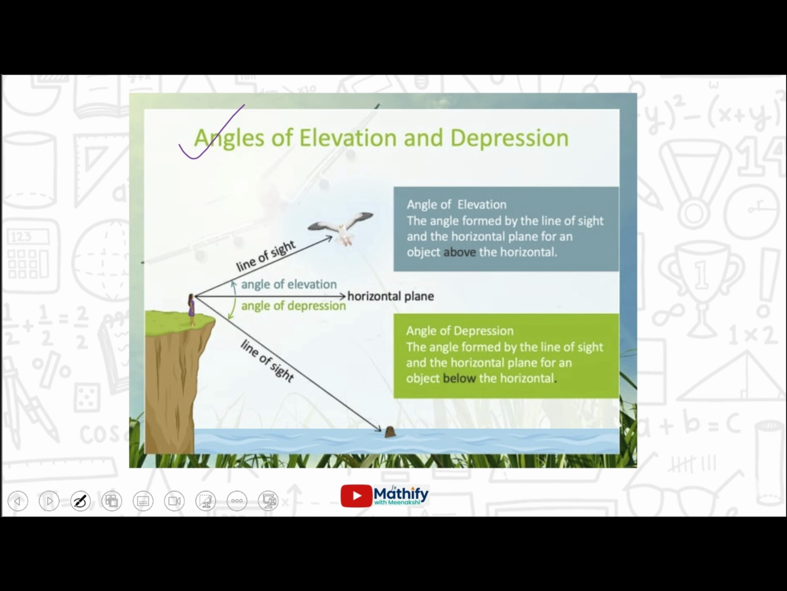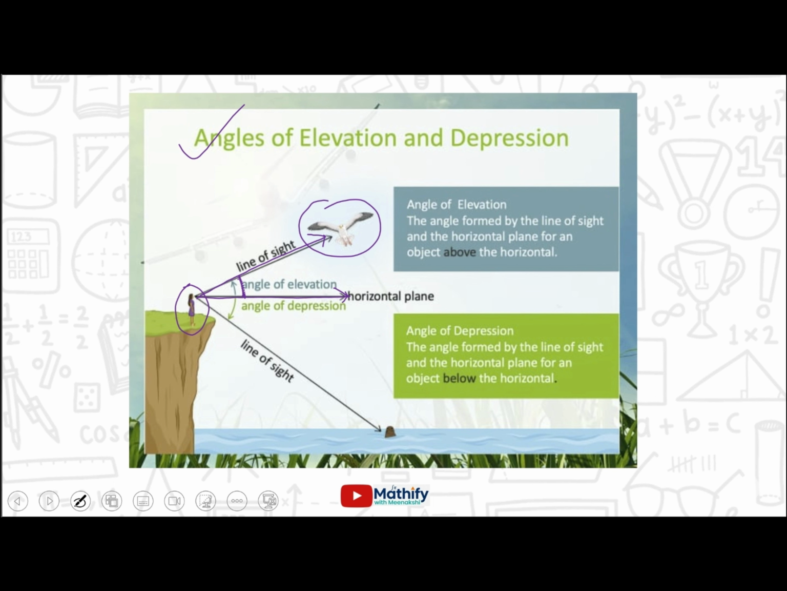Look at this diagram carefully. A girl is standing on a cliff. From her eye level, draw a horizontal line. This horizontal line is very important because both the angles are measured from this line. When she looks at something above her eye level, like a bird in the sky, her line of sight goes upward and the angle formed between the horizontal line and the line of sight is known as angle of elevation.